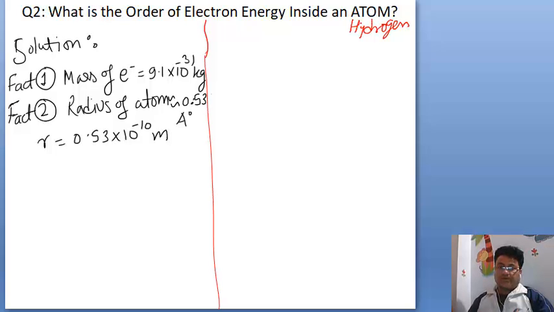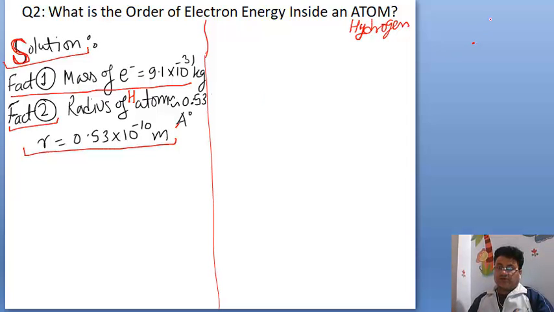The question is, what is the order of electron energy inside a hydrogen atom? Let's see what answer the Heisenberg uncertainty principle gives us, and we will try to reason it out. What are the facts that we know? The first fact is the mass of the electron is 9.1 into 10 to the power minus 31 kg. The second fact is the radius of the hydrogen atom is of the order of 0.53 angstrom, that is 0.53 into 10 to the power minus 10 meters.